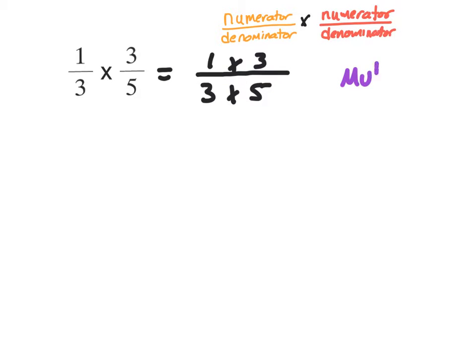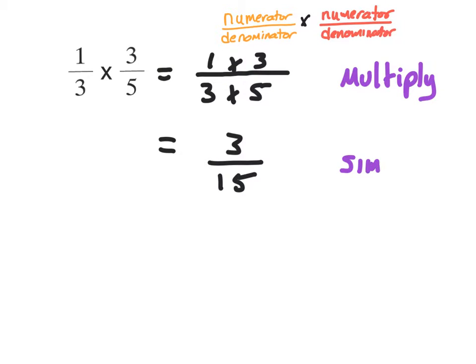So the first step is I'm going to multiply. Okay, so I'm going to multiply my numerator. So 1 times 3 is 3. And then I'm going to multiply my denominators. 3 times 5 is 15. So I've gotten here to 3 15ths. And then I want to look and see if I can simplify. So my next step is going to be simplify.